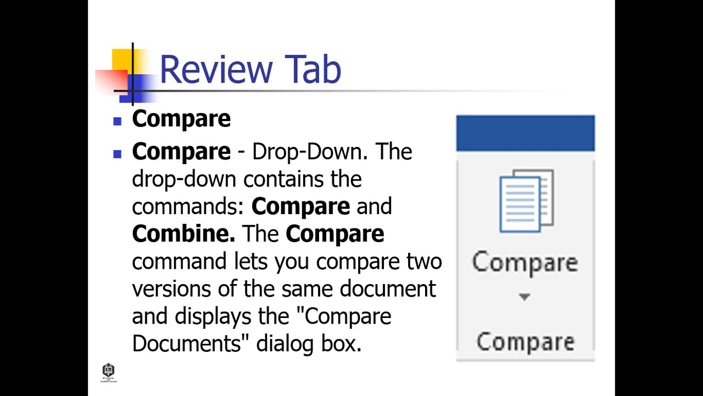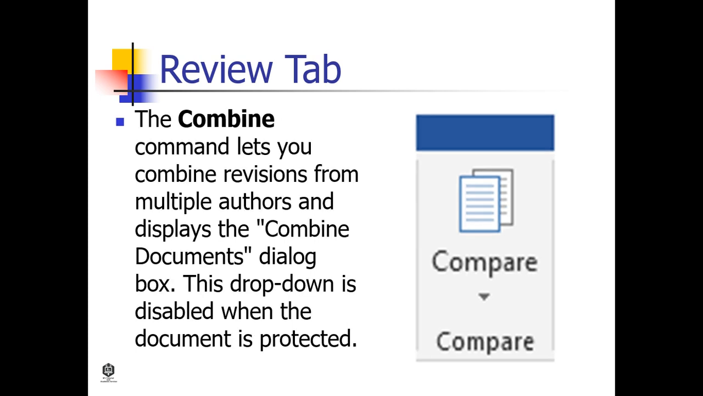Let's talk about the compare part. The compare drop-down contains the commands compare and combine. The compare command lets you compare two versions of the same document and displays the compare documents dialog box, while the combine command lets you combine revisions from multiple authors and displays the combine documents dialog box. This drop-down is disabled when the document is protected.